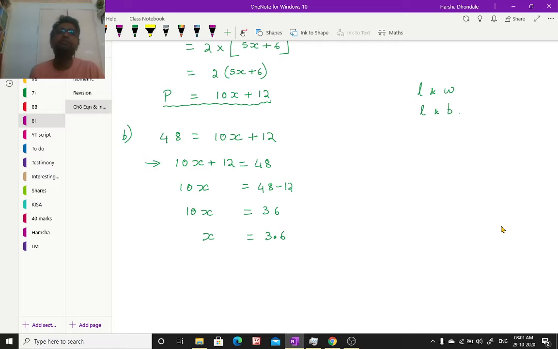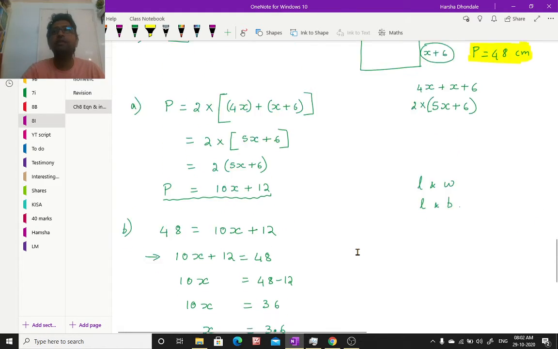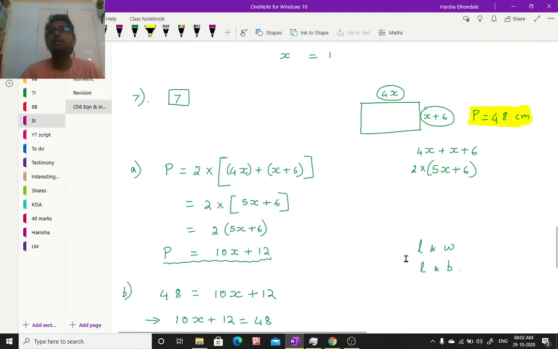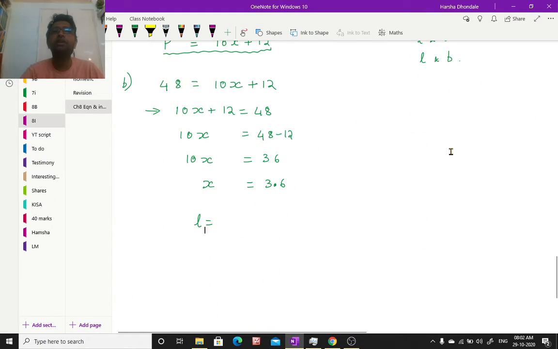X is equal to 36 divided by 10, which is 3.6. Now we found the value of x. Now we need to find length and breadth. Length is equal to, see the diagram, the longer one, I'll just take that as length. So it is 4x, and that is equal to 4 into, we just found that x is equal to 3.6, multiply this.